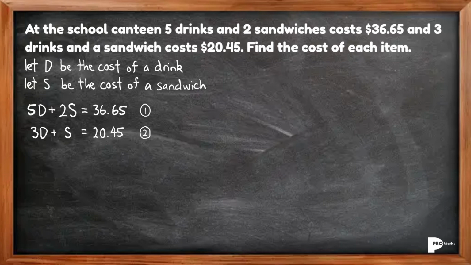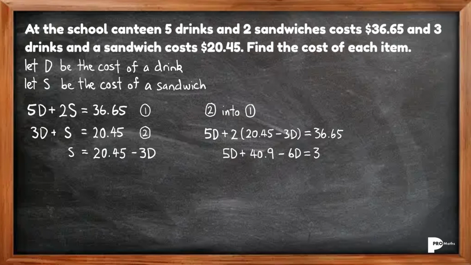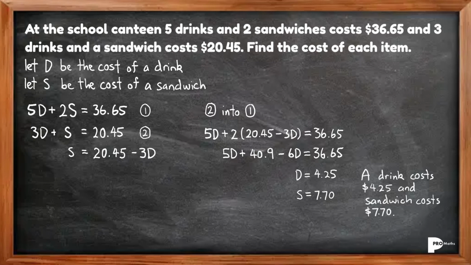Let's solve this one by rearranging equation 2 and substituting this into equation 1. We get d equals 4.25. Substituting this into either equation to find s, we get s equals 7.70. So a drink costs $4.25 and a sandwich costs $7.70. You can check that these are correct. Let's look at the next type of problem.